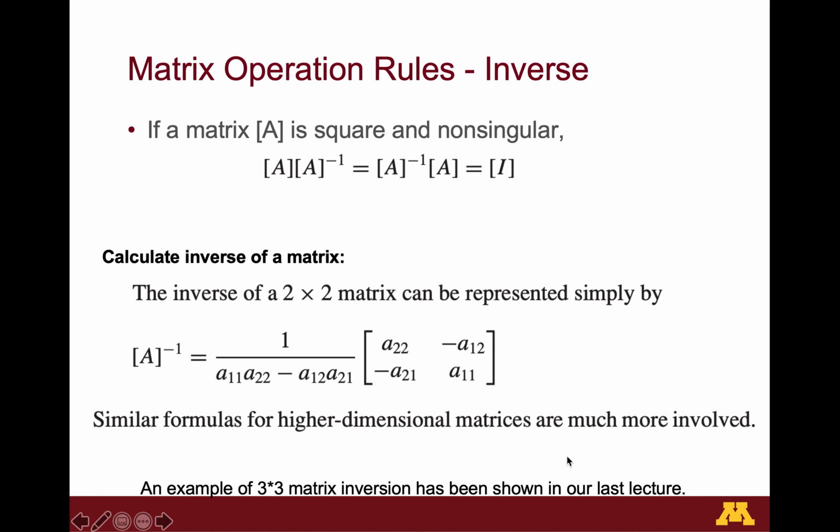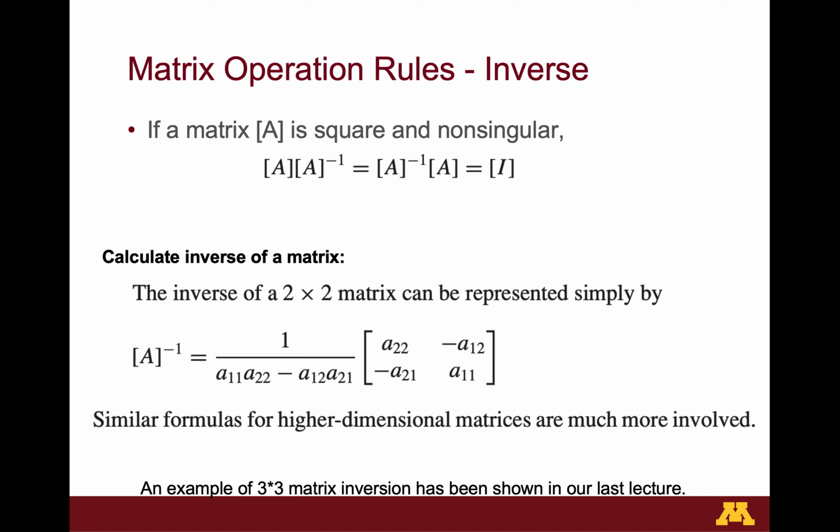Another matrix operation is to take the inverse. Multiplication of a matrix by its inverse leads to the identity matrix. Therefore, the multiplication of a matrix by its inverse is analogous to division, in the sense that a number divided by itself is equal to 1.